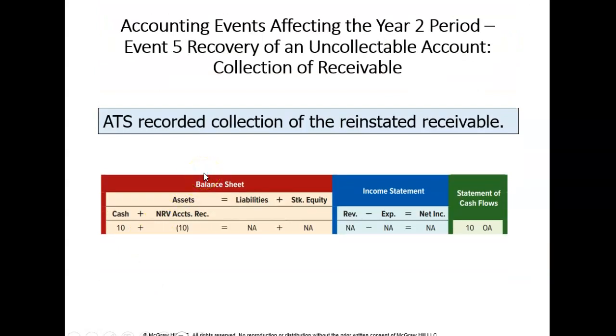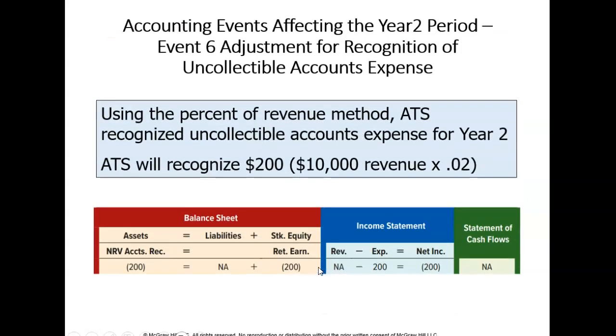Now, let's say we collected $10. So we wrote off $70, but $10 was actually collected. Now, when you collect the actual money, that's going to increase your cash account and decrease the accounts receivable. And on your statement of cash flows, your cash under operating activities will now increase by $10. Okay? This time we're going to write off $200.